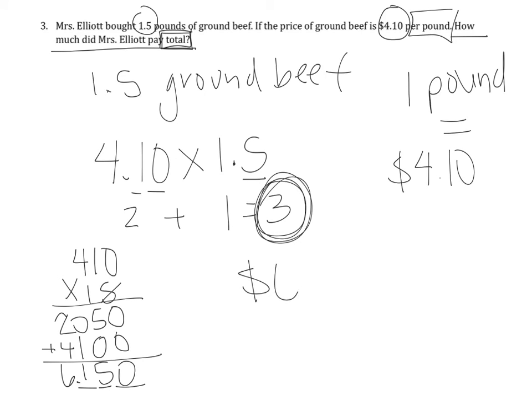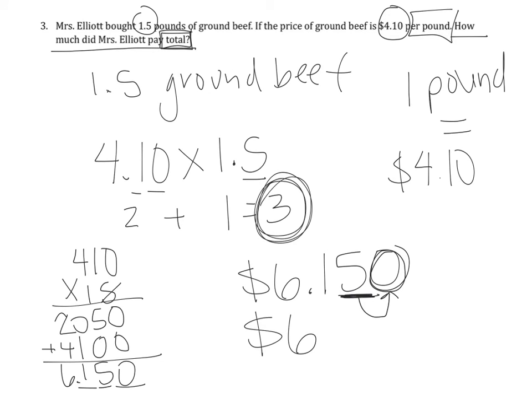So I paid $6.150. Oh wait, that doesn't look so right. Remember, money needs to end in the hundredths place. So we're going to round. So let's look at the next place value. Is it 5 or more? Raise the score. 4 or less? Let it rest. Well, we know it's 4 or less because 0 is less than 4. So we're going to let our 5 rest. So I paid $6.15 for 1.5 pounds of ground beef.